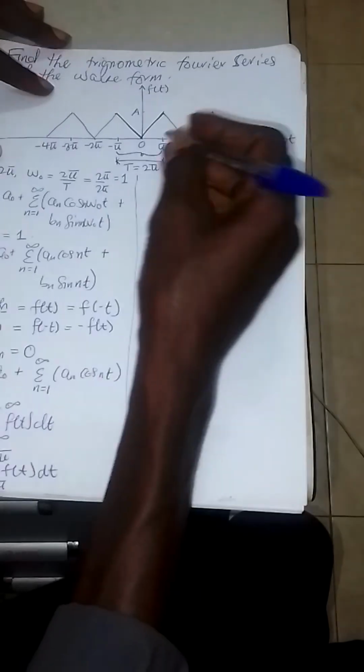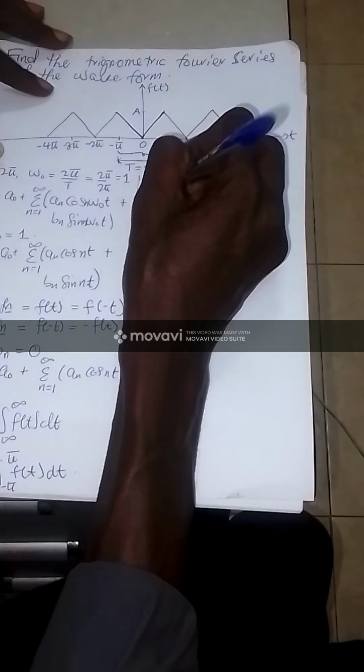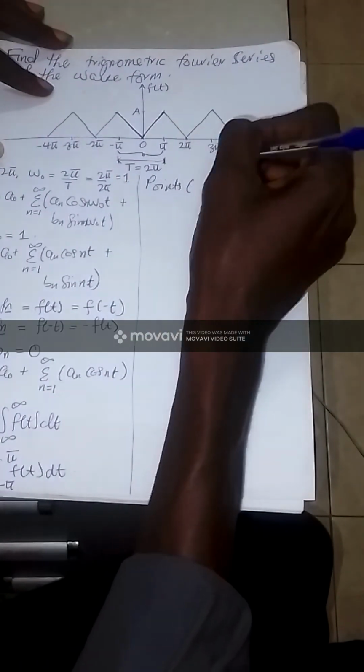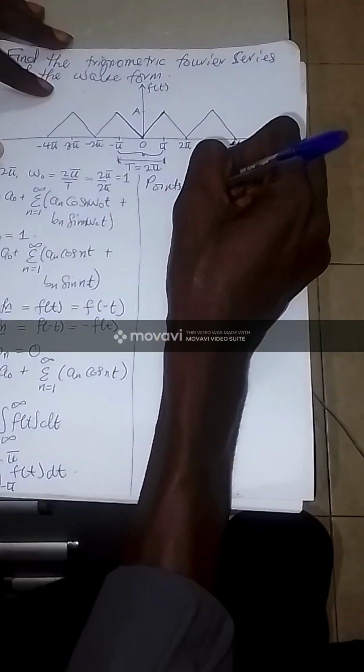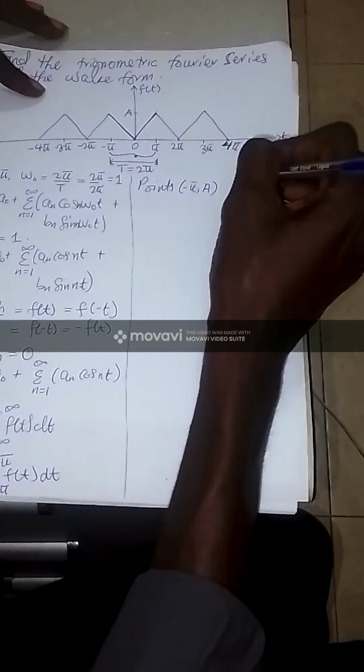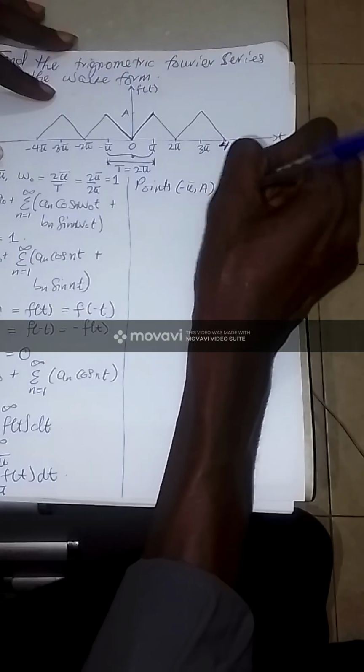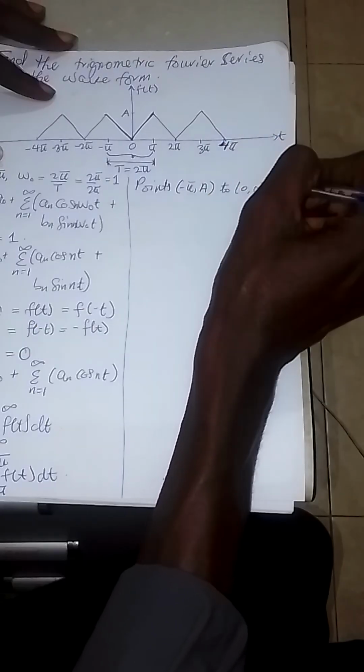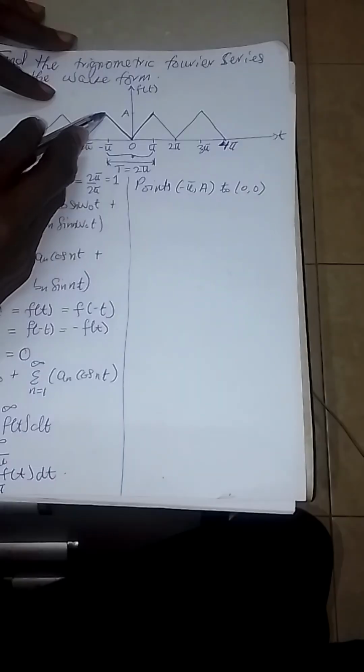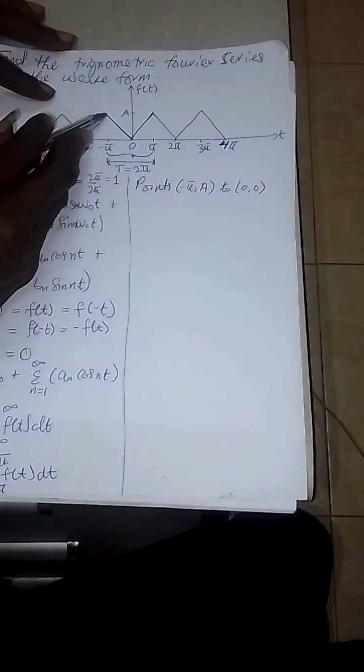Okay, so the points here are minus pi, A to 0, 0. Here, minus pi, A. You write the x-axis first. The x is minus pi, and the y-axis is A. Okay. And here it comes to 0, 0. So the slope m is going to be change in y over change in x.